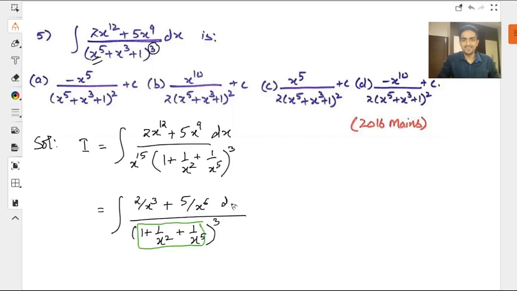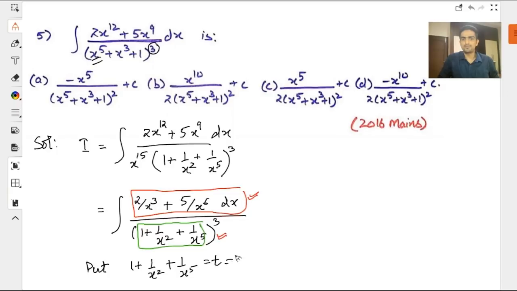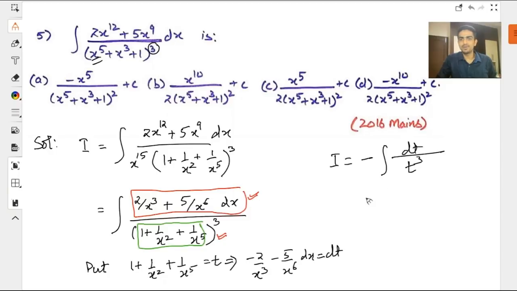Look, I'm having 1 by x square, 1 by x power 5 in the denominator, and 1 by x cube, 1 by x power 6 in the numerator. Clearly, it can be the derivative of that. So I'll clearly put 1 plus 1 by x square plus 1 by x power 5 equal to t. It is giving me minus 2 upon x cube minus 5 upon x power 6 dx equal to dt. Guys, it's done. So simple. No? Minus dt upon t cube. Done. Finished.